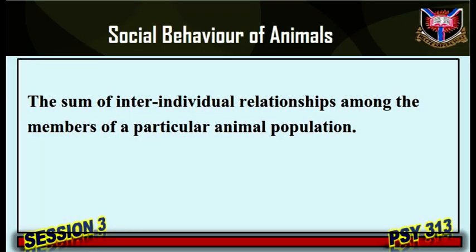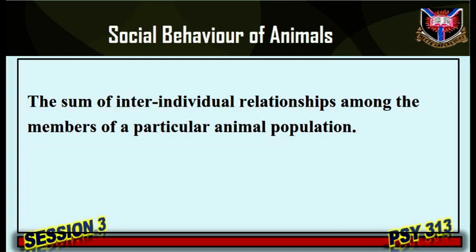Social behavior of animals is the sum of inter-individual relationships among the members of that population. A population of hyenas, lions, rhinoceros, penguins, and so on. It is not the same thing as the generic meaning of behavior, which is the sum of all motor responses of an organism to all the external and internal stimuli acting upon it.